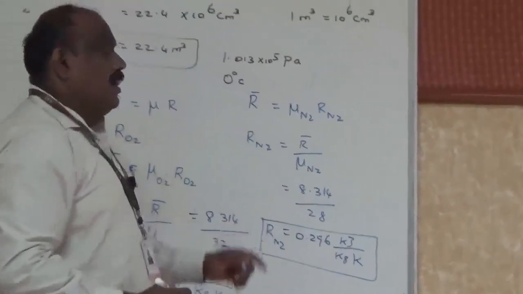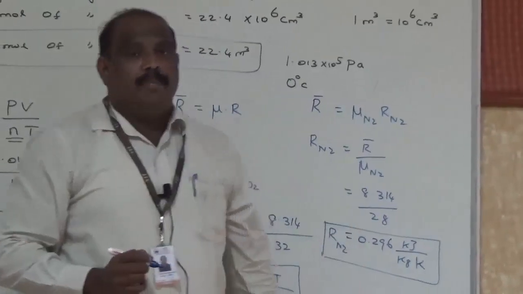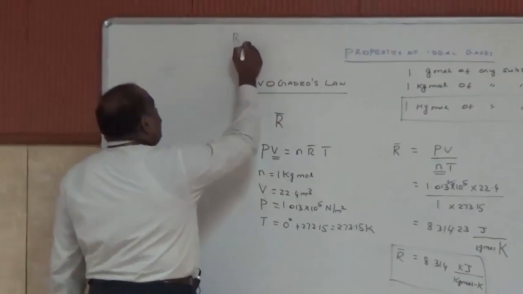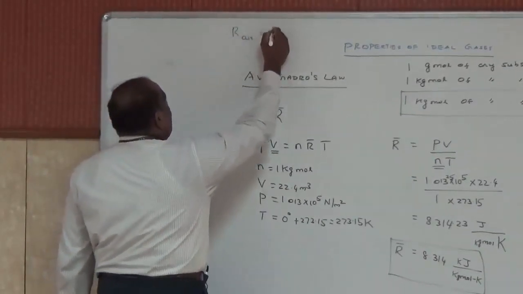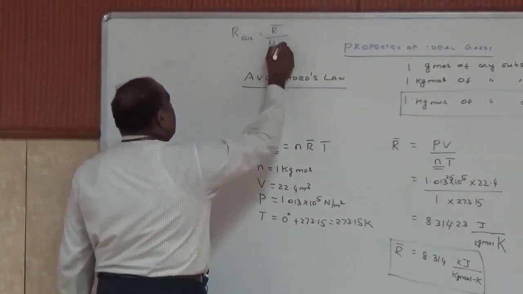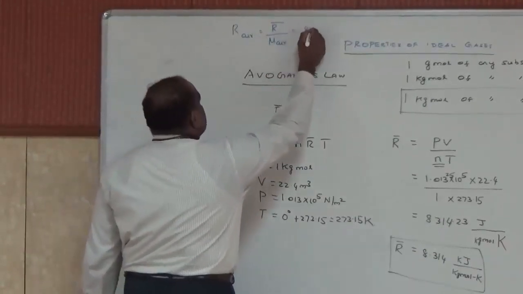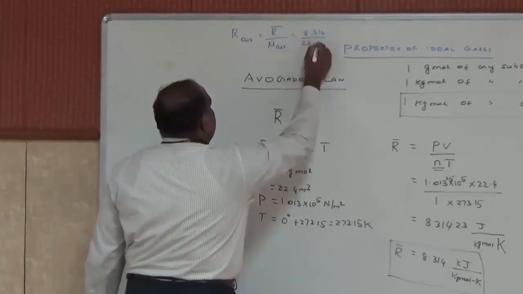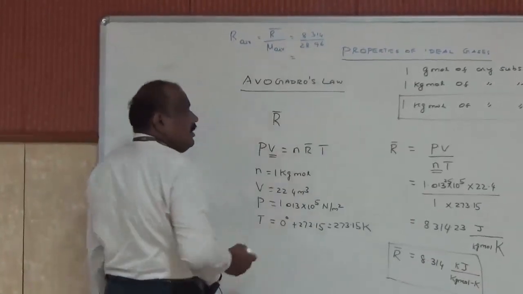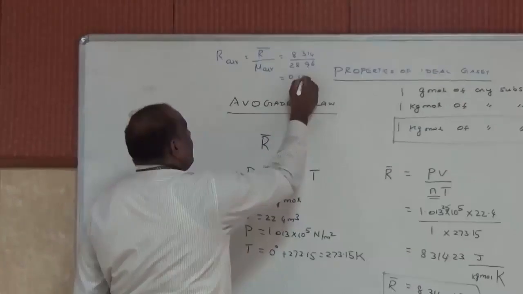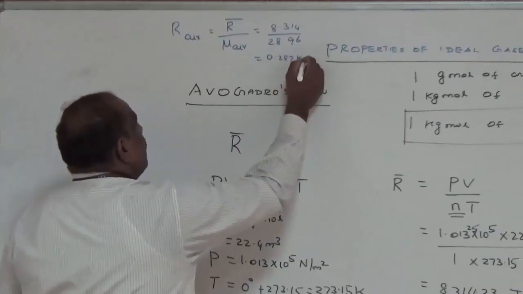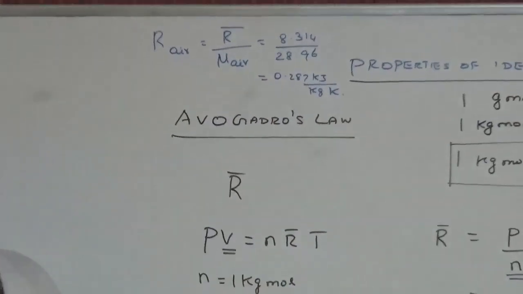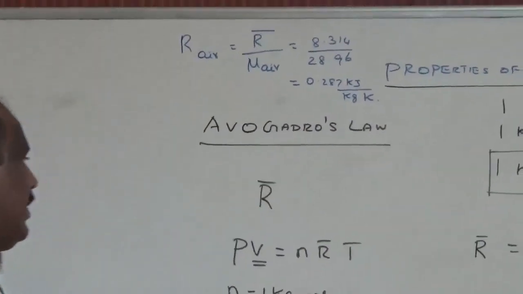Similarly, you can find the R of air also. The molecular weight of air will be 28.96. So R of air will be equal to R bar by mu of air. R bar is 8.314 divided by mu of air, which is 28.96. So what is the answer? 0.287 kilojoule per kilogram Kelvin. So we can derive R of methane, R of carbon dioxide, for any gas we can derive.